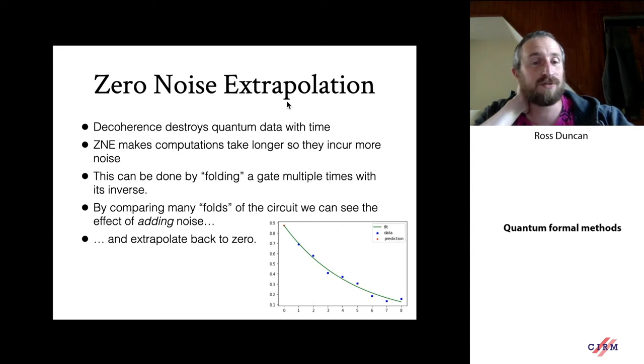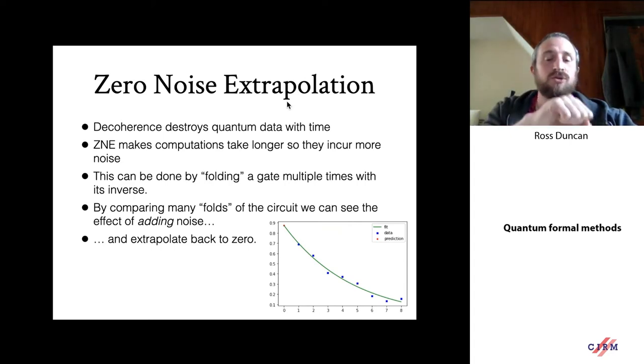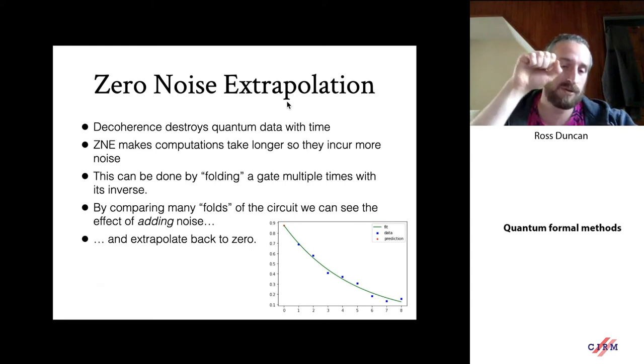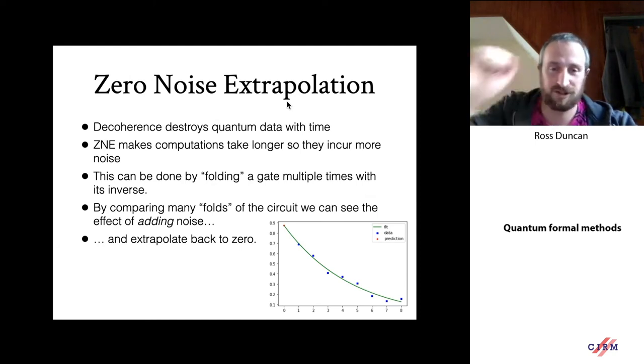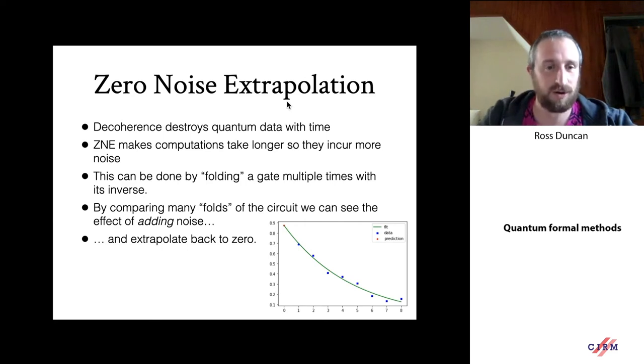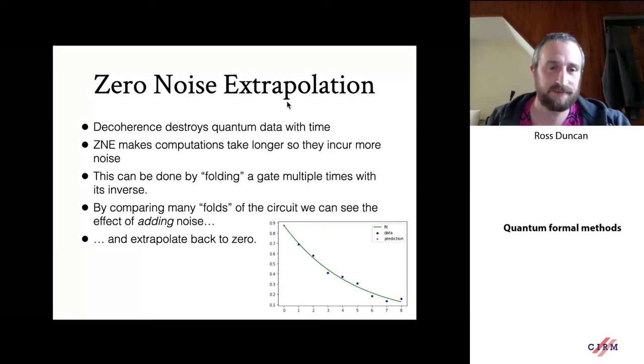And the simplest way of doing this is to repeat gates, or what they call folding the gates. So if I am doing a certain gate, let's call it G, then instead of just doing it once, I'll do gate G, G inverse, G, and that's been folded once. Or I can fold it twice, and I go G, G inverse, G, G inverse, G, and so on. And by making the circuit longer in this way, we can add noise to it in a fairly controlled manner.